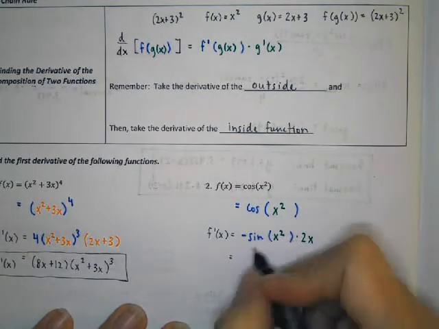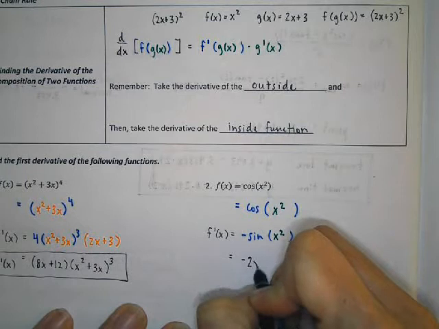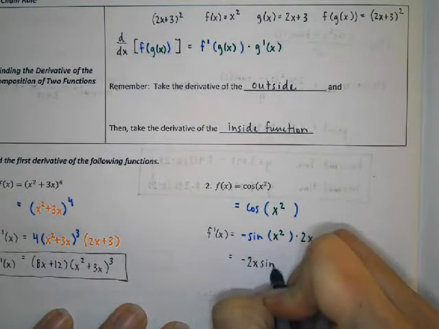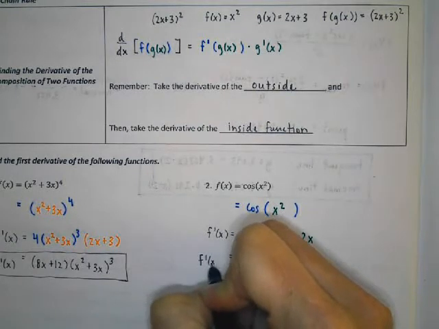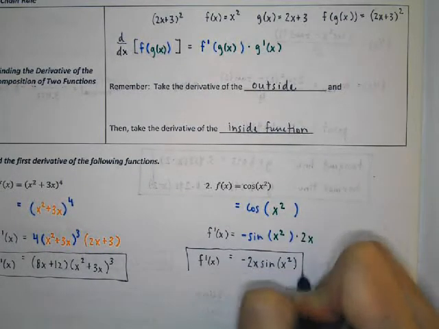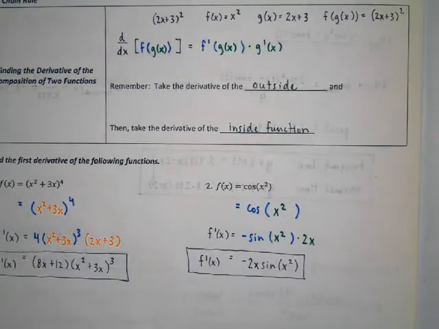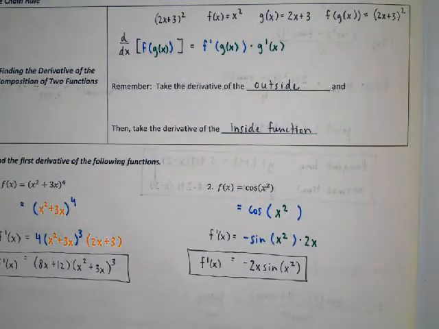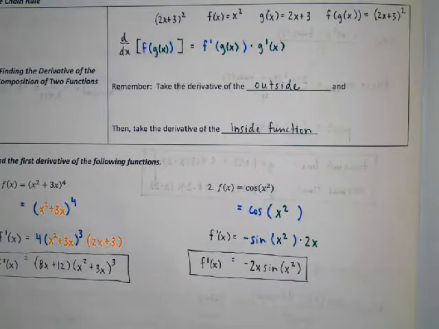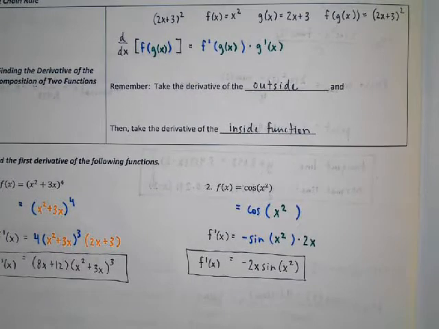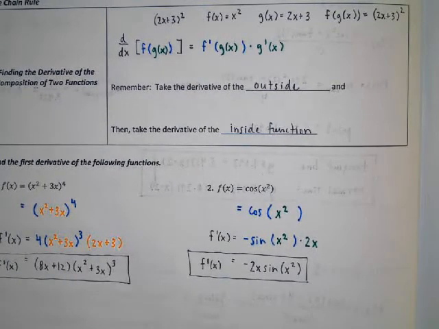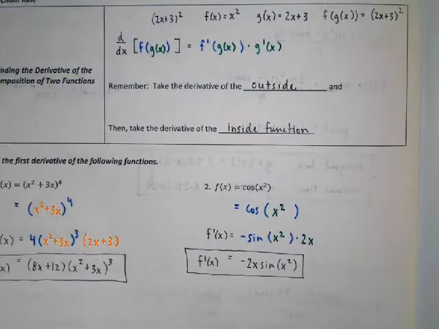And so now I'm just going to do a little rearranging. I'm going to bring my negative 2x out front times the sine of x squared. And that would be the derivative using the chain rule. Okay, so again, we're just going to do lots of examples today so we are all clear on identifying that inside and outside function, because once we do that, then it's pretty straightforward finding the derivative.